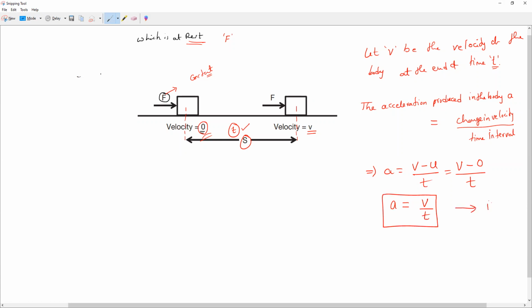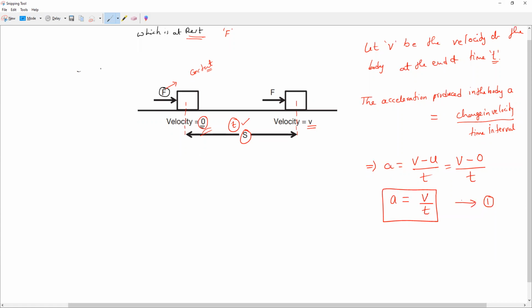Let me take this as equation number 1. Till here, any doubt, anybody can ask me. Is it okay, guys? All of you understand? Any doubt, please let me know.